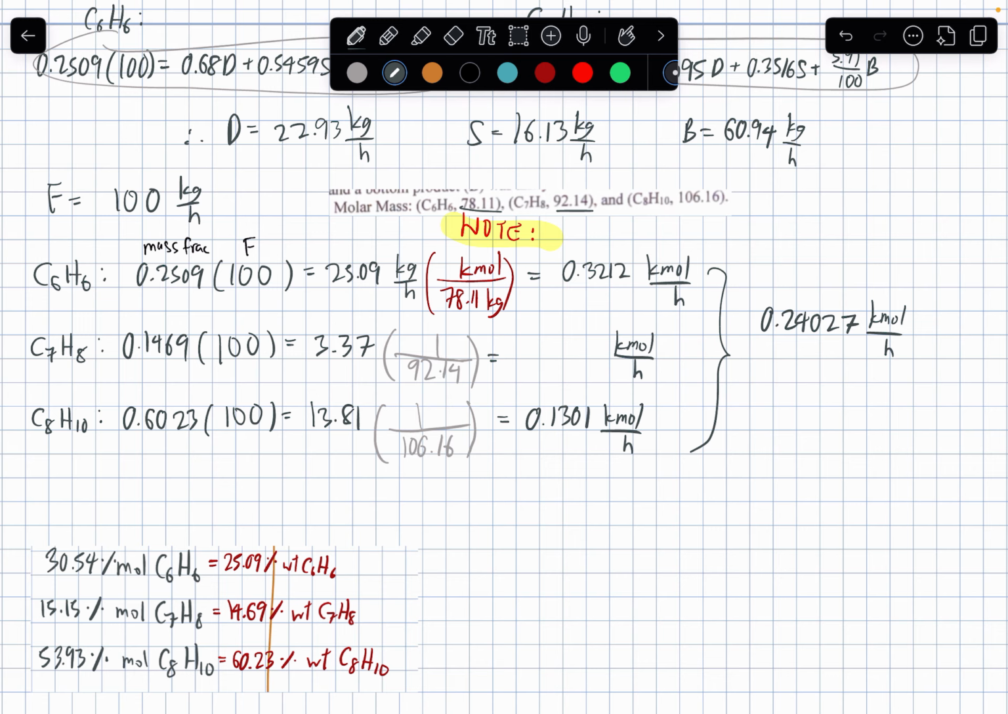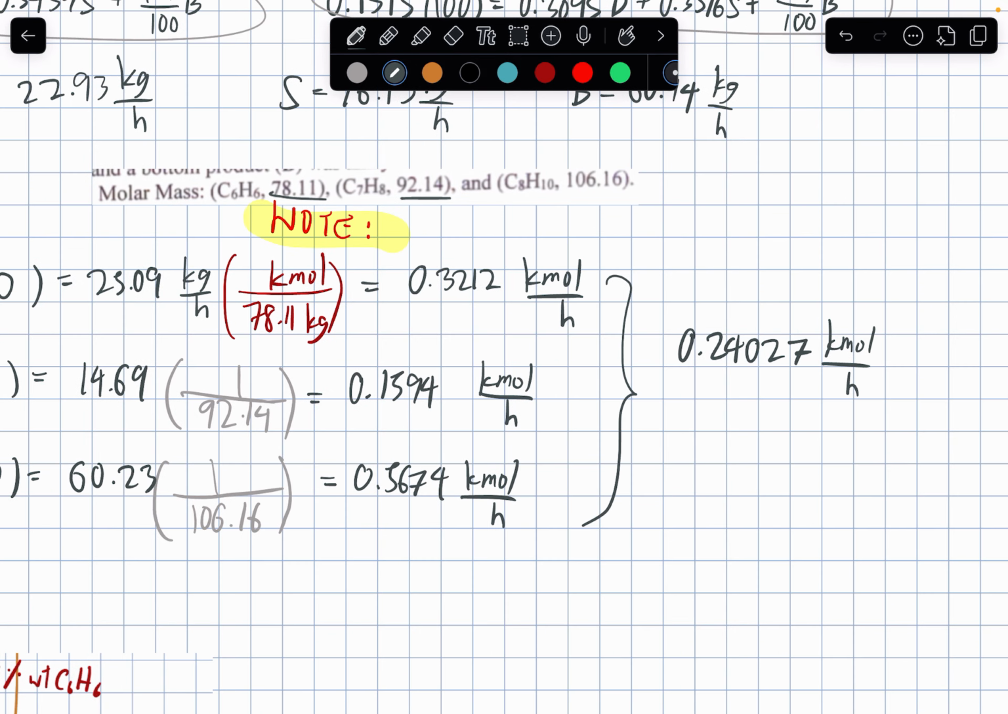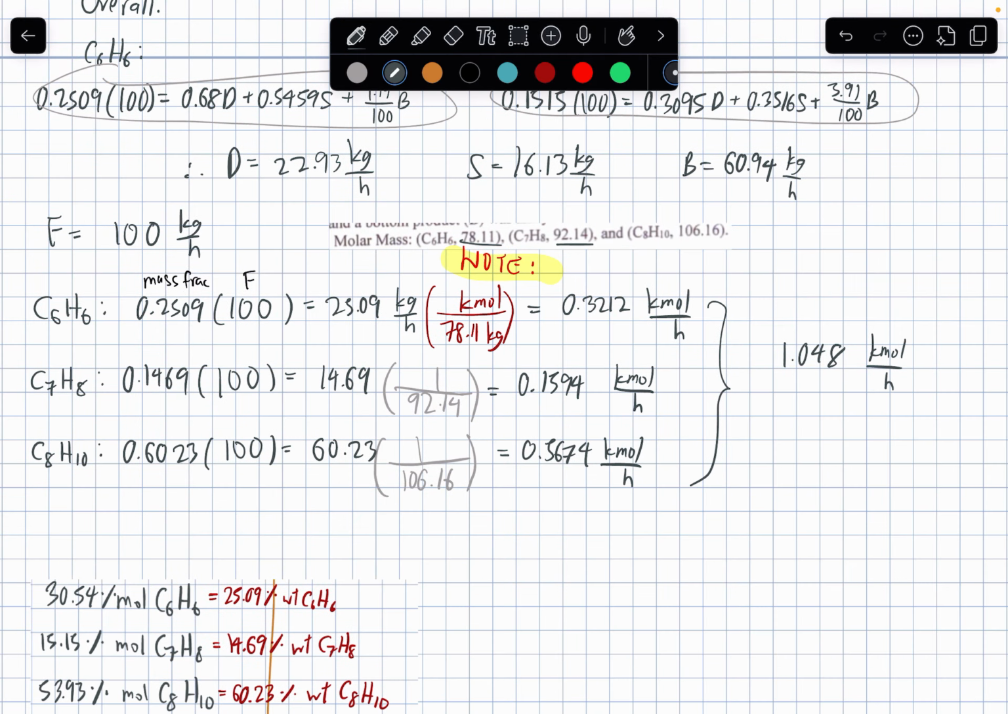Next, 0.1469 times 100. 14.69 divided by 92.14. 0.1594. 0.6023 times 100 is 60.23 divided by 106.16. 0.5674. 0.3212 plus 0.1594 plus 0.5674. 1.048 kilomoles per hour.